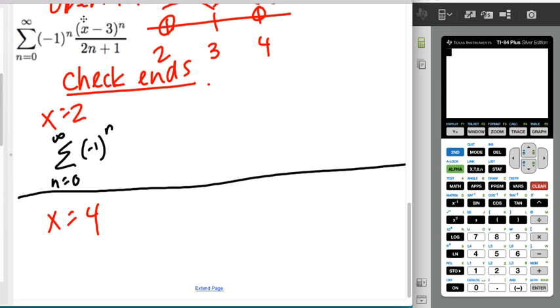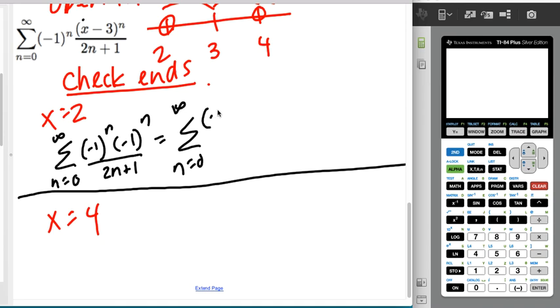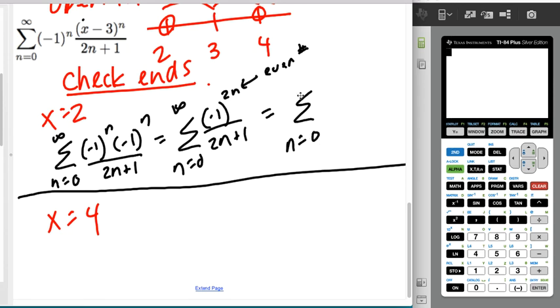When I plug in 2, I get 2 minus 3. So that's (-1)^n over 2n plus 1. Well, that's (-1)^(2n). Remember that 2n is an even number, so that's just going to be a 1, right? This is going to be essentially very similar to the harmonic series.